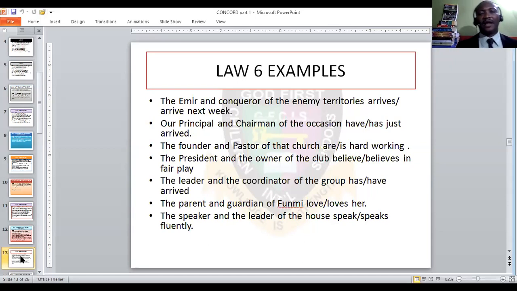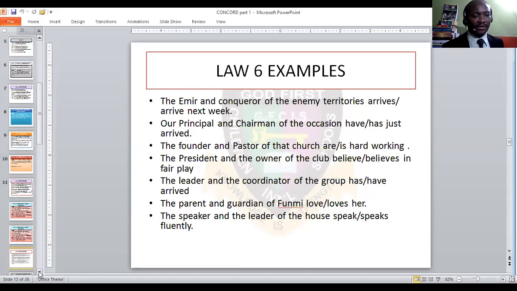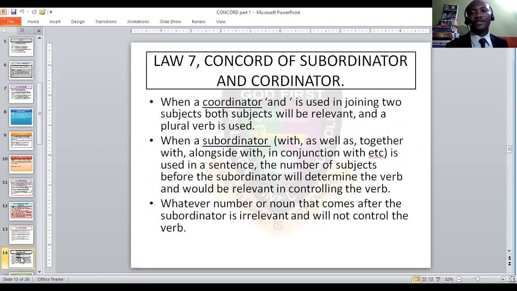The speaker and the leader of the house speak or speaks fluently. Now the speaker and the leader are different people, so it will be plural, which is "speak". Yes, when a definite article precedes the second subject, different people are involved and a plural verb must be used.